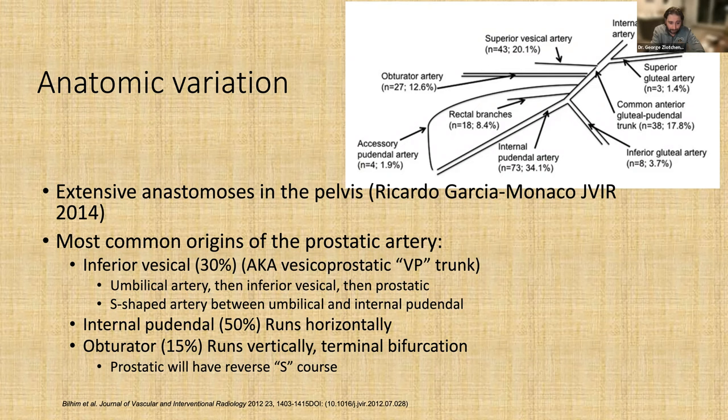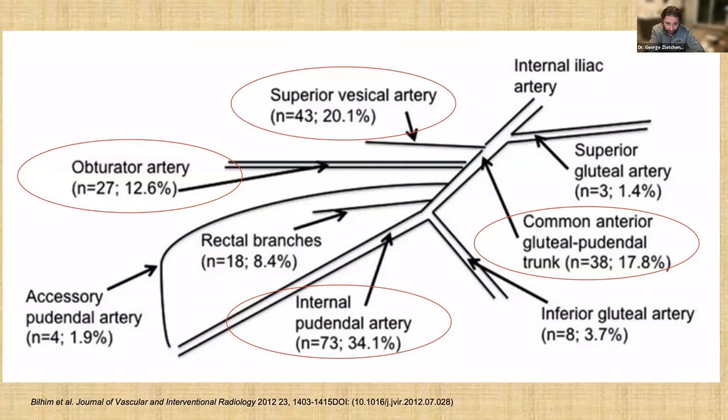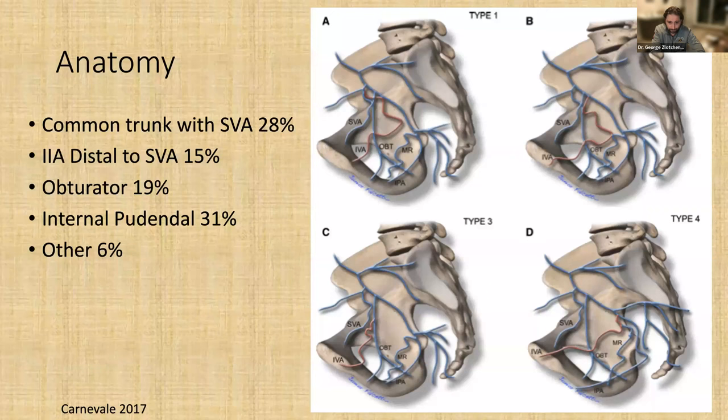And then next after that is the internal pudendal artery. And then the obturator artery is less common as an origin, but oftentimes you'll still see it loop across and double over its origin if it comes off the prostate artery. So it has a reverse S course. So circled here are the more common origins of the prostate artery. Common trunk with the supravesicular artery, again, is like 28%.